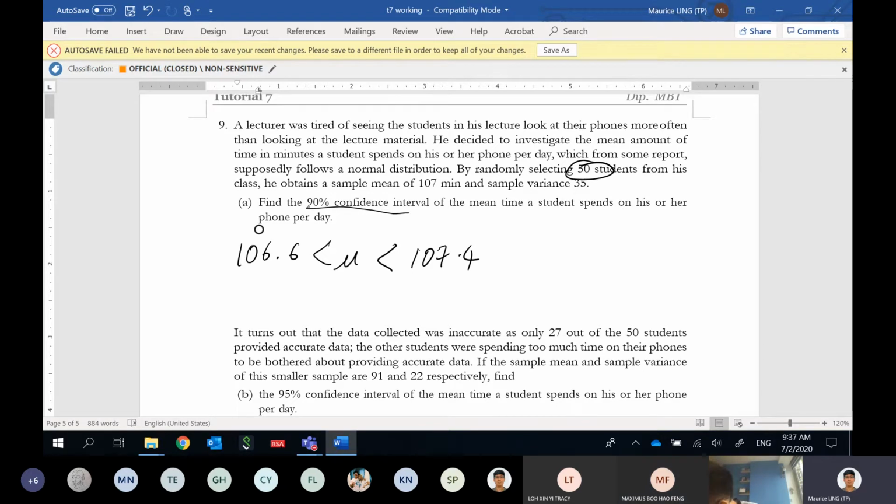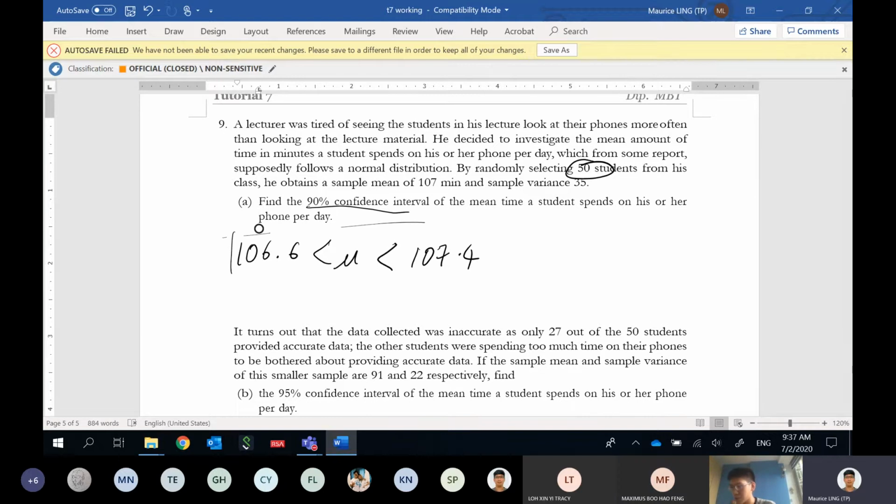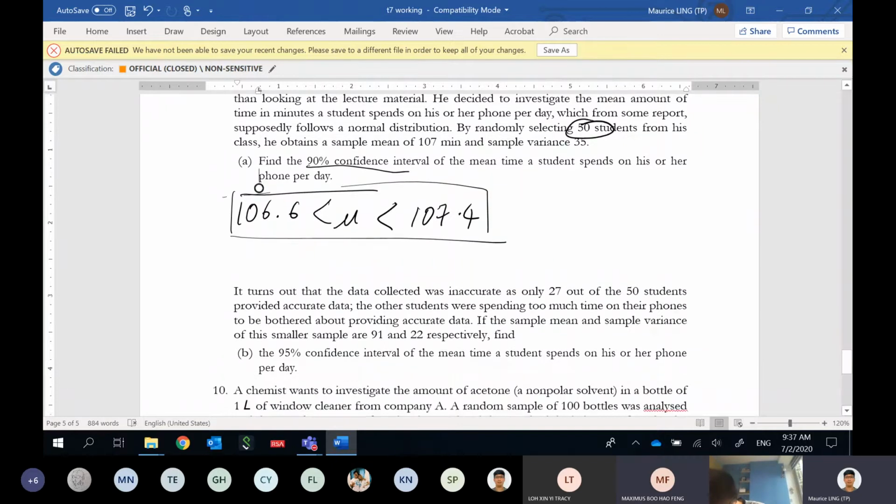So for 90% confidence, you should get 107, which is the average, plus minus 1.65 times the standard deviation of 35 over the square root of the sample size, which is 50. So do you get this? Use this.